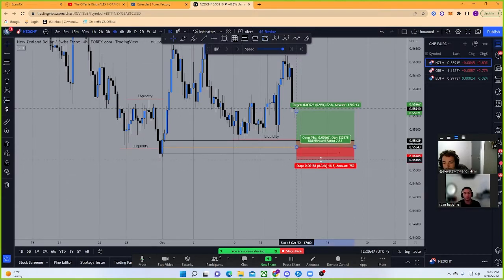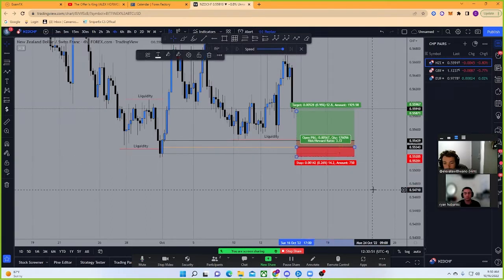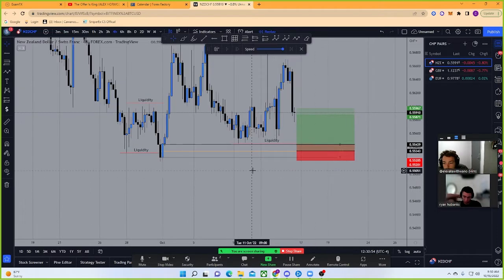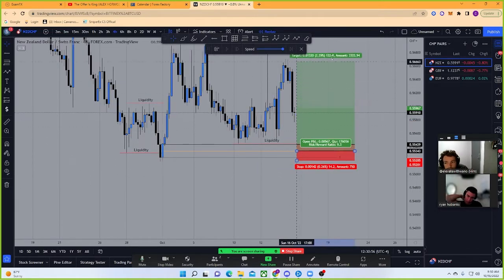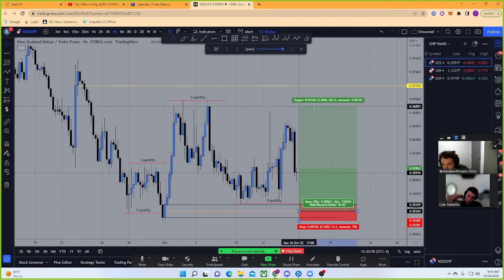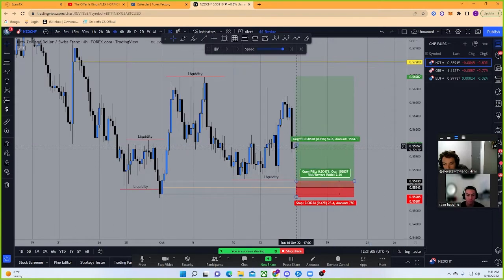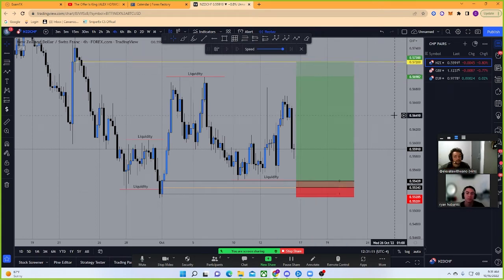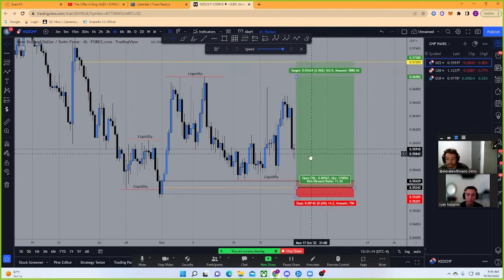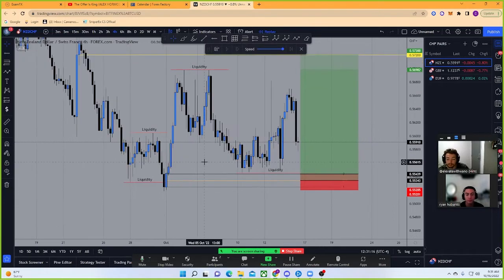Then I have another entry here at this 50%. Right now we're literally just breaking it down to the simplest forms of finding entries. And then, as you know, we will target the liquidity, and we will also try to target that 200 as well.